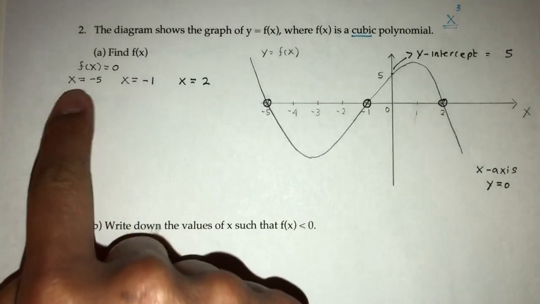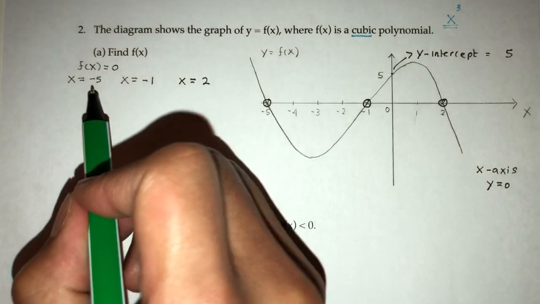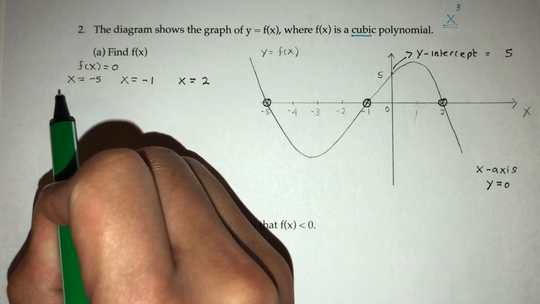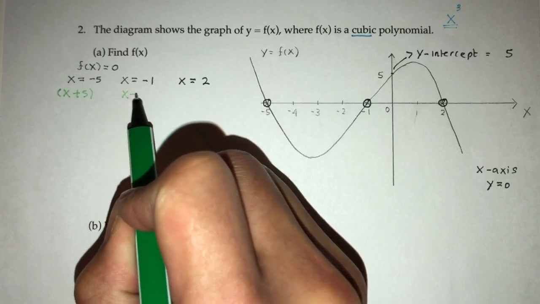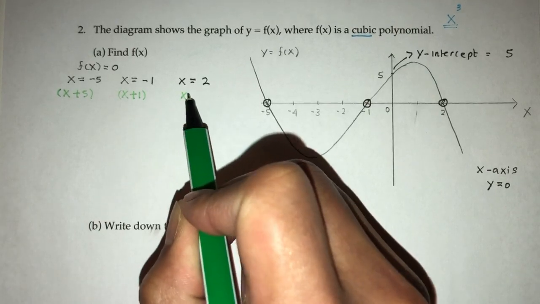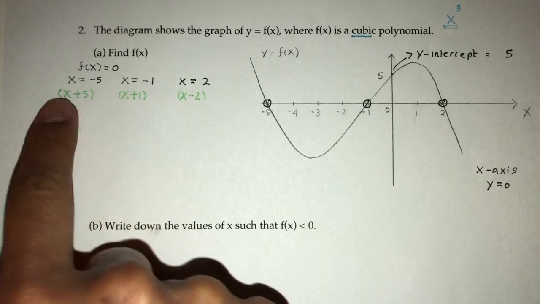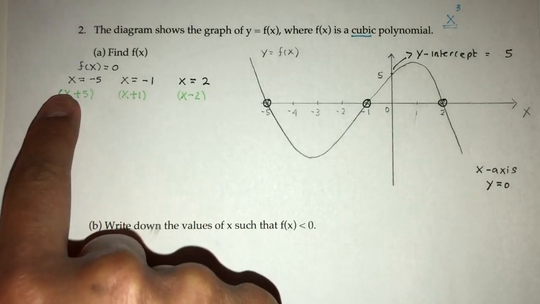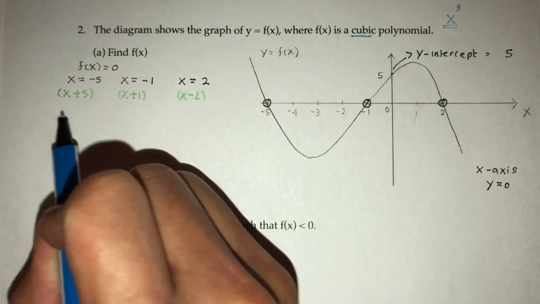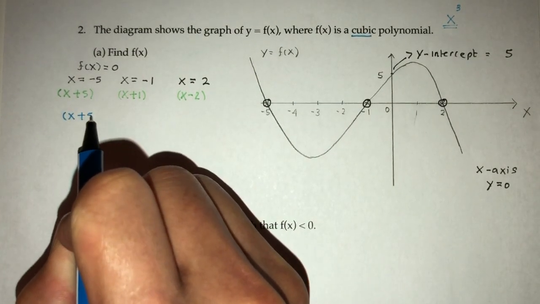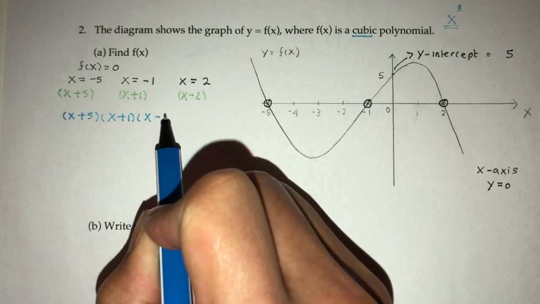So now we have to use these values to find the equation of f of x. So step by step, send this one to the left side. You will have x plus 5, x plus 1, x minus 2. So basically right now we can just multiply them. This is the factors of the function. Multiplying the factors of the function will give you the equation of the function. So x plus 5 multiplied by x plus 1 and then x minus 2.